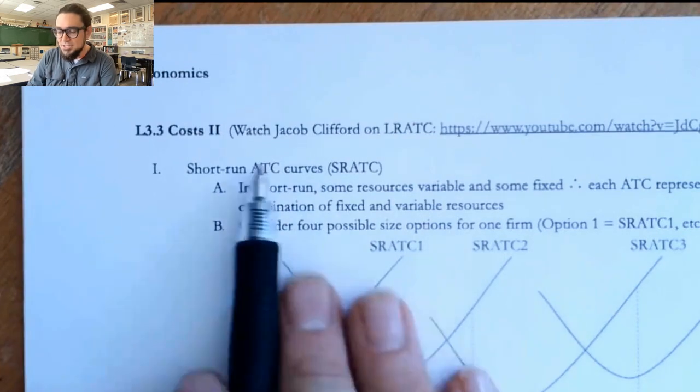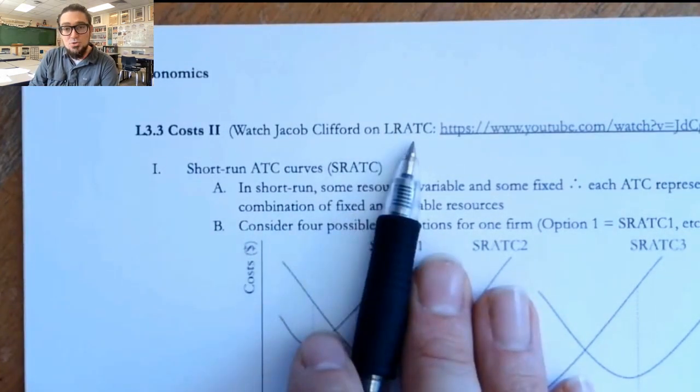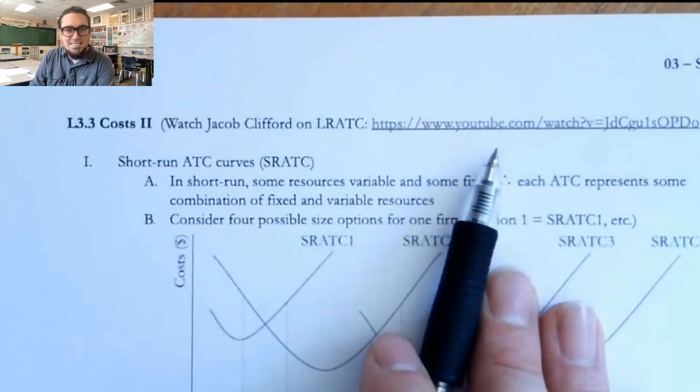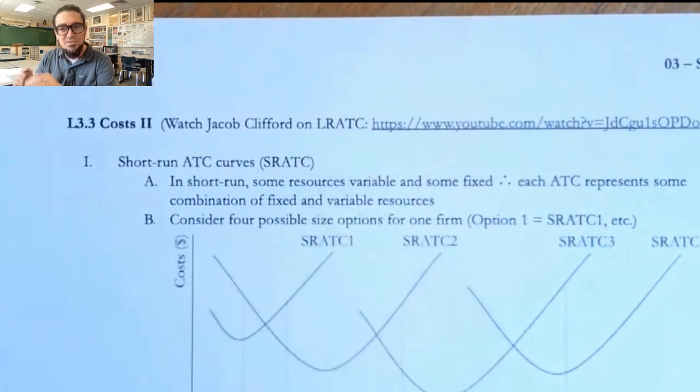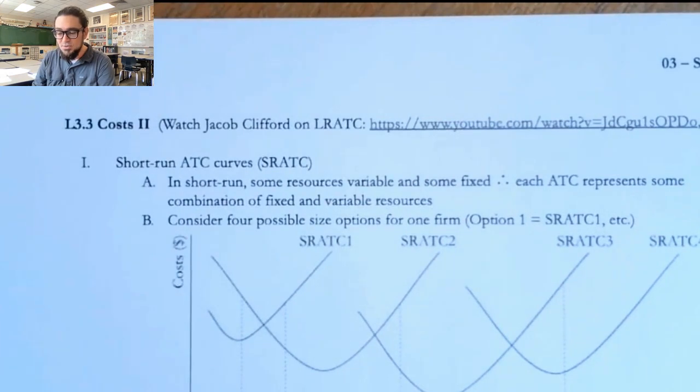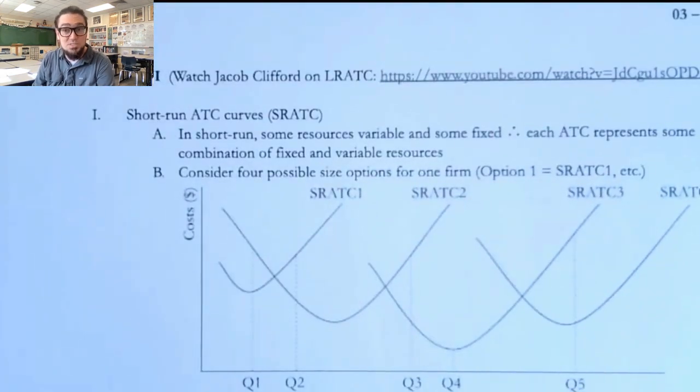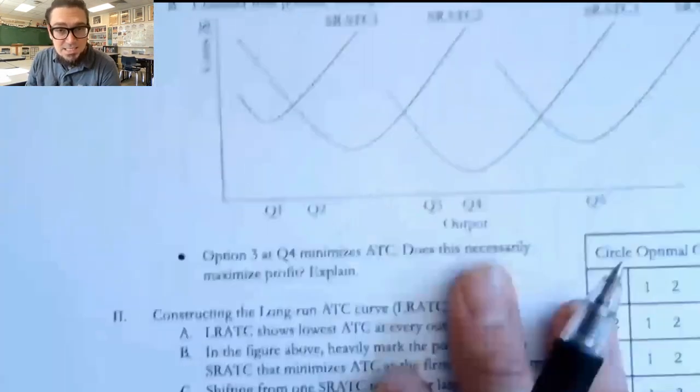I really like Jacob Clifford's video on the long run average total cost curve. If you Google search ACDC economics LRATC, this will come up, and he explains it really nicely. I'm also going to deliver this lecture to explain some of the more specific elements that you need to know to be successful for micro.